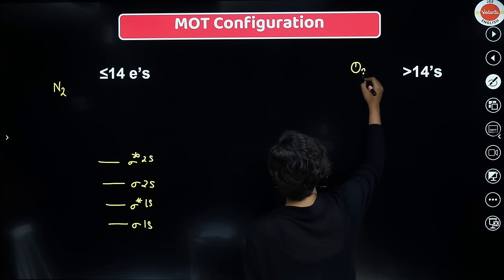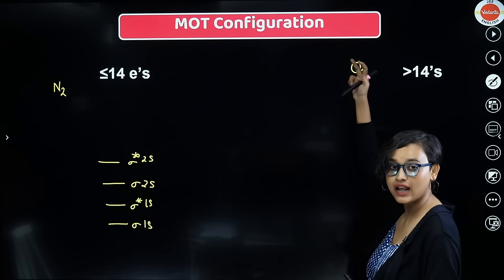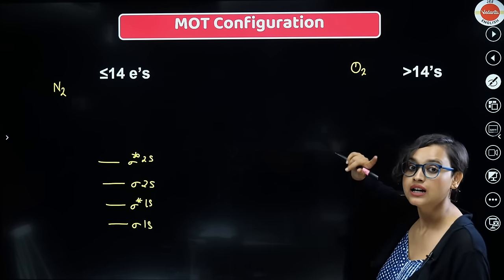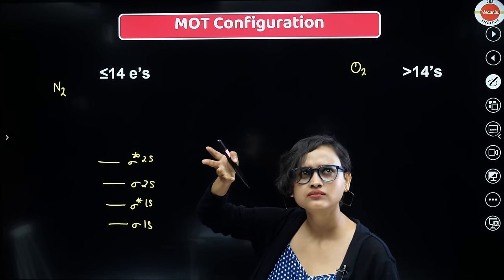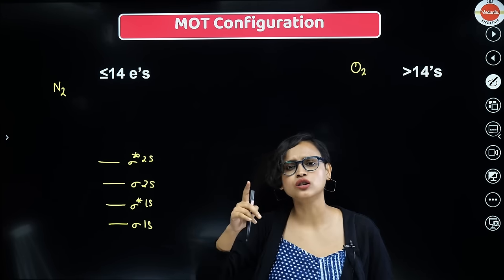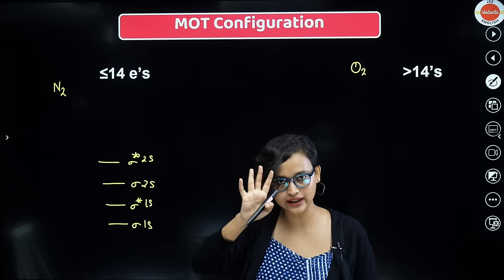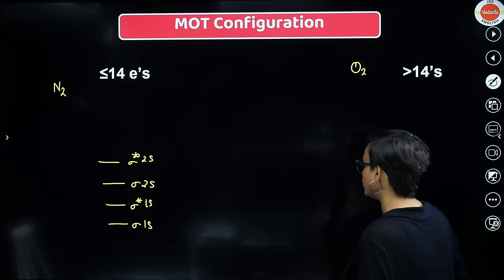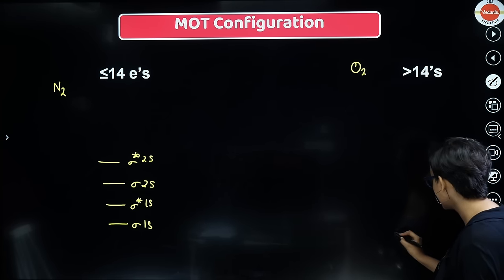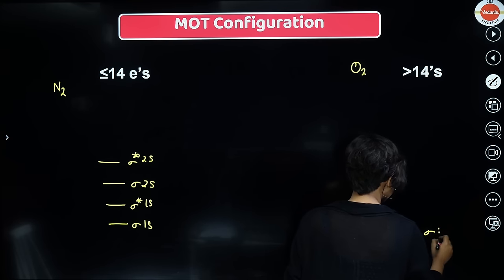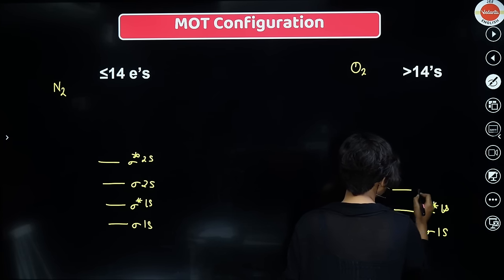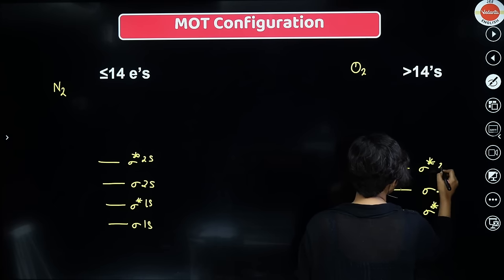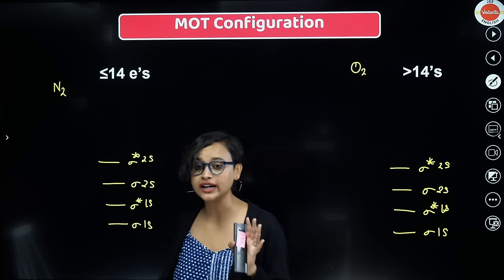Let's say that this is oxygen. Oxygen has 8 plus 8, 16 electrons here. So let's consider this to be O2. Now see what will happen here. Same: sigma 1s, sigma star 1s, sigma 2s, and you are again going to write sigma star 2s. Now what changes? Check it out.